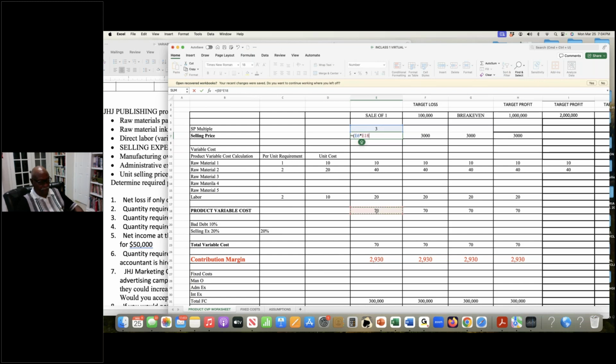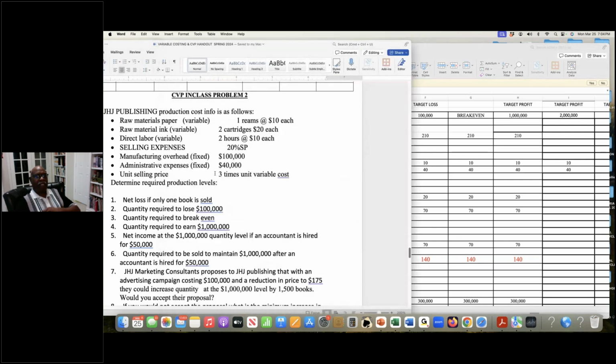Wait, I'm confused. For the labor, we divided, right? No, we multiply. Okay. I'm going to have to make you work those problems again. It says 2 hours, not 2 per hour, not 10 per hour, 2 hours. We multiply. Got it?